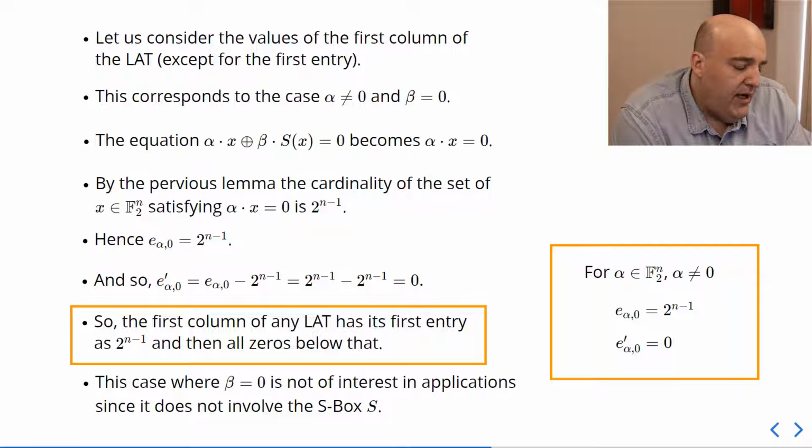The case beta equals 0 is not even of any interest in applications, because when beta is 0, beta dot S of x just disappears. And that means the beta equals 0 case doesn't even involve the S-box S. So we just prove this because it's true, but it's not of really any use.